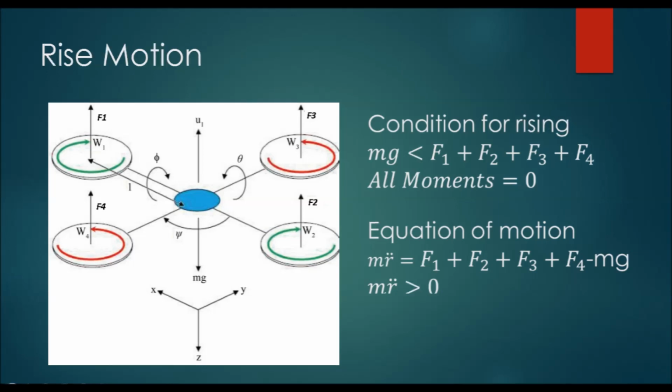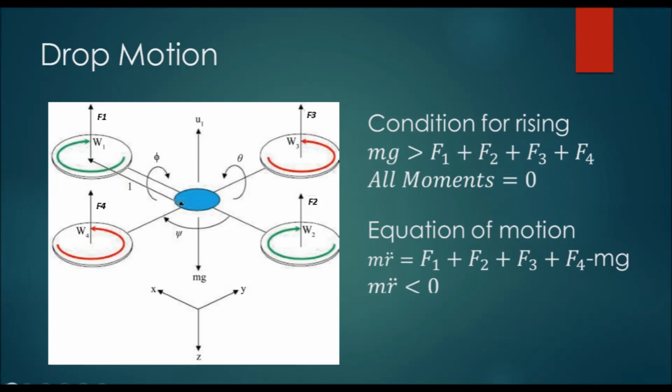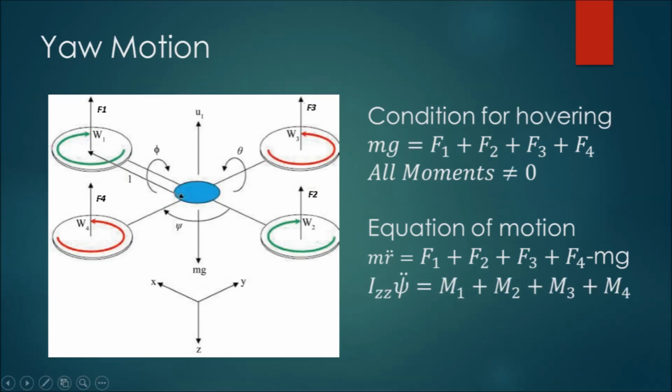...is equal to 0. In case of rise motion, the net thrust produced by all the propellers is more than the weight of the quadcopter. This results in upward motion of the quadcopter, in such case mr... is greater than 0. For drop motion, the thrust produced by all the propellers must be less than the weight of the quadcopter. Yaw motion is the rotation of the quadcopter in the horizontal plane.